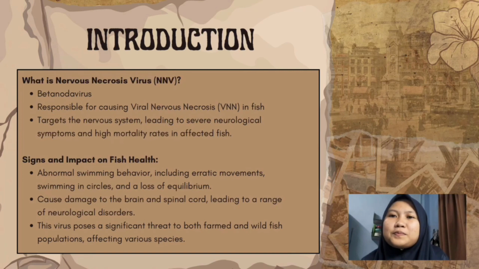First, what is NNV? NNV belongs to the Betanodavirus genus and is responsible for causing viral nervous necrosis (VNN) in fish. This viral infection primarily targets the nervous system, leading to severe neurological symptoms and high mortality rates in affected fish. For the signs and impact on fish health, fish infected with NNV may exhibit abnormal swimming behavior, including erratic movement, swimming in circles, and a loss of equilibrium. Additionally, NNV can cause damage to the brain and spinal cord, leading to a range of neurological disorders. This virus poses a significant threat to both farmed and wild fish populations, affecting various species.